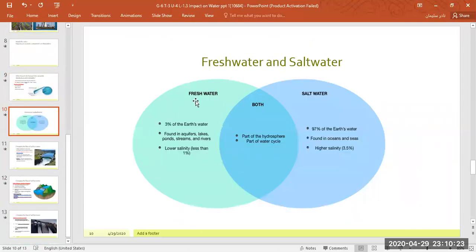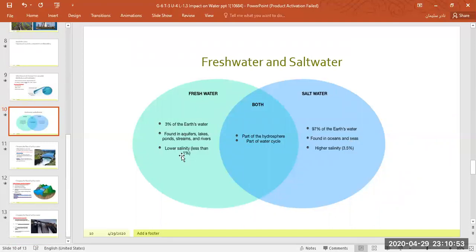The first difference is that fresh water is only 3% of the earth's water, but salt water is 97% of the earth's water. Fresh water is found in aquifers, okay? It's an area under the ground that holds the groundwater, in lakes, in ponds, in streams, and in rivers, while salt water is found in oceans and seas.